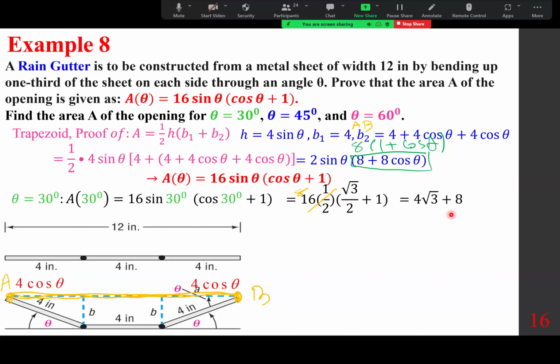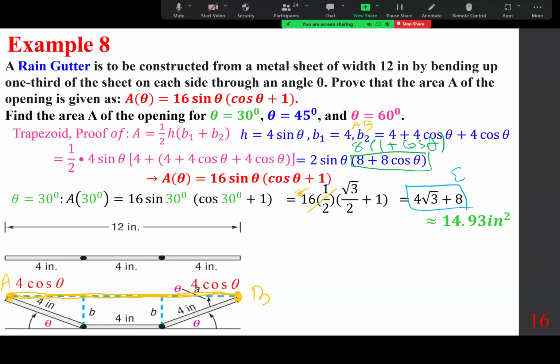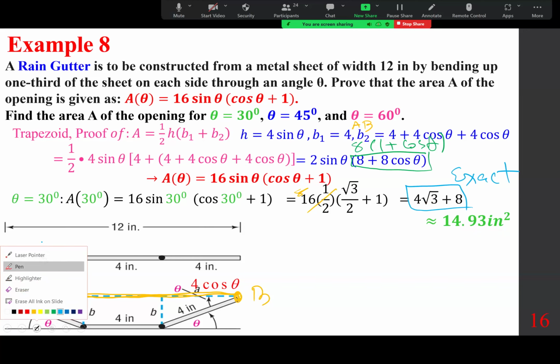This is an exact answer. Put it into a calculator. And don't forget the units of inch for each side. So the area would be inch squared. That's important to understand how to write units. So this is an approximation. This is exact. Let me just write this. This is important. And you should always write the exact and then if need be an approximation. This is an exact answer, exact area, when theta is 30 degrees.